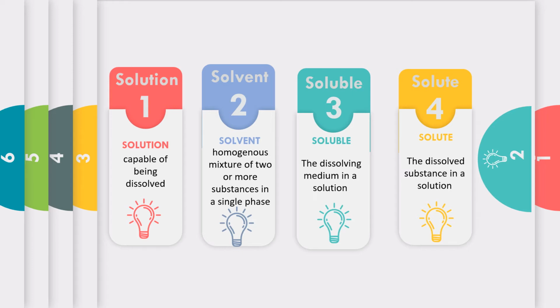Okay, so the first thing is the solution. The solution is able of being dissolved. It's able to be dissolved, okay? The second thing is the solution, a homogeneous mixture of two or more substances in a single phase.